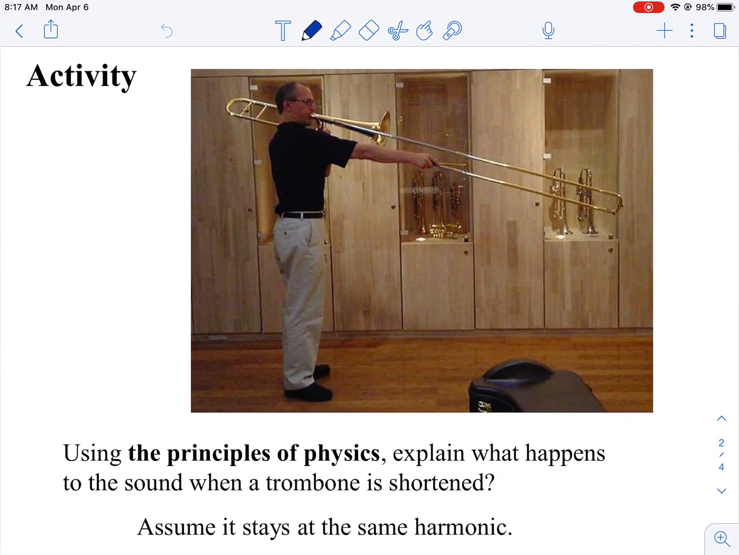So we're just going to do a conceptual example for this one. So here we have a huge trombone. And what we're going to do is shorten the trombone. We're going to take it from a long trombone to a short trombone. The question is, if we assume that it stays at the same harmonic, what will actually happen to the sound? What happens to the pitch of the sound that it produces? Okay, I want you guys to give this one a try yourself. Very important question. Make sure you justify this using the principles of wave theory.